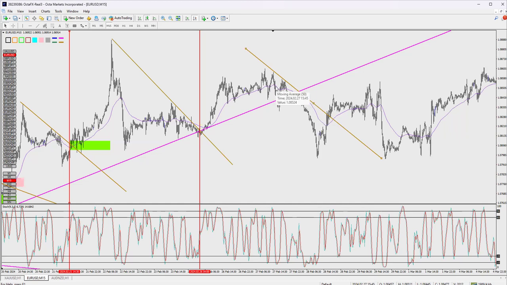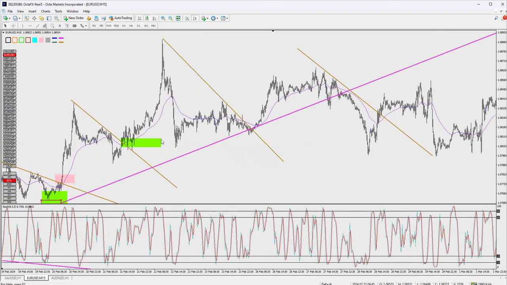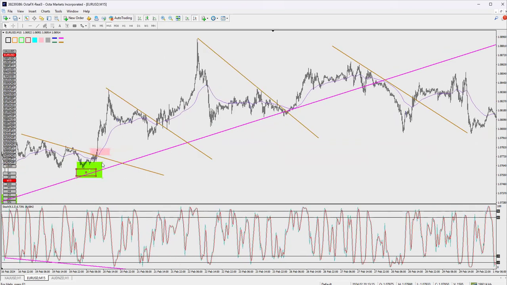But you have to use divergence. I use divergence for trend continuation only. I don't use it for trend reversals. I just use it for trend continuation. That's why I combine it with SNRC. SNRC stands for support and resistance continuation. So that's why I try to use SNRC.